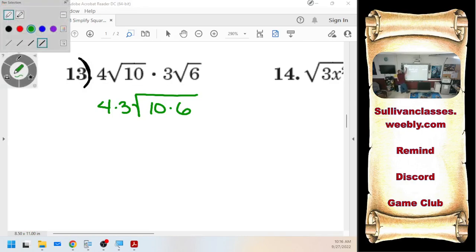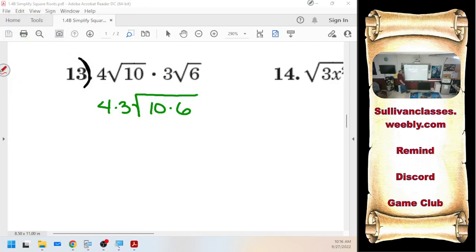Whatever's inside goes together. Whatever's outside goes together. Inside with inside, outside with outside. If you're multiplying them, radical jail with radical jail, out of jail with out of jail. But then you have to make sure that you still simplified it.